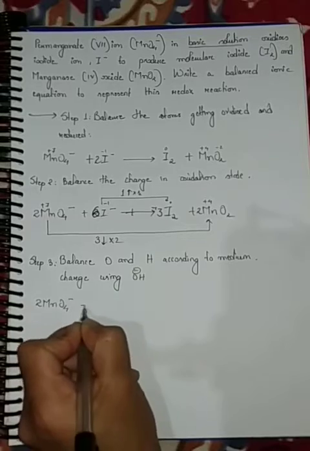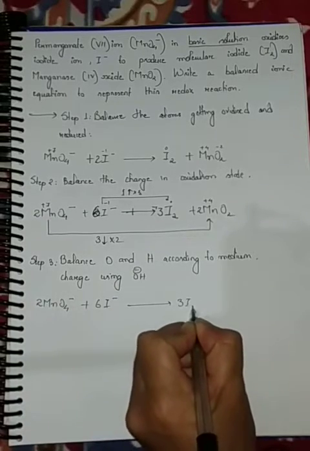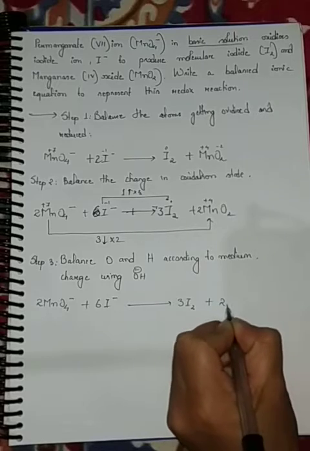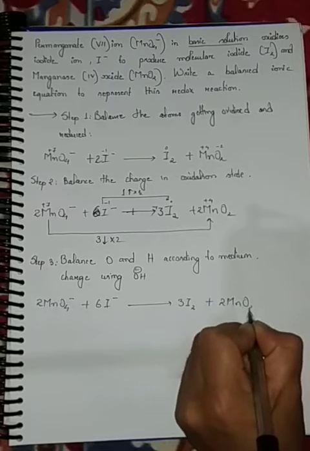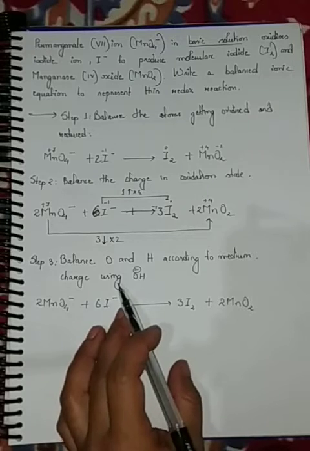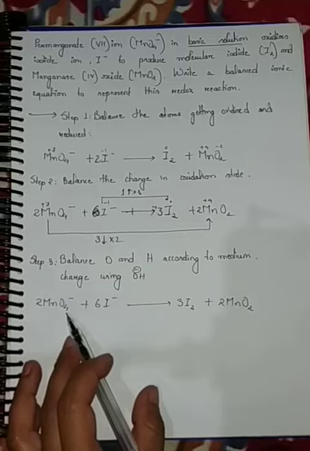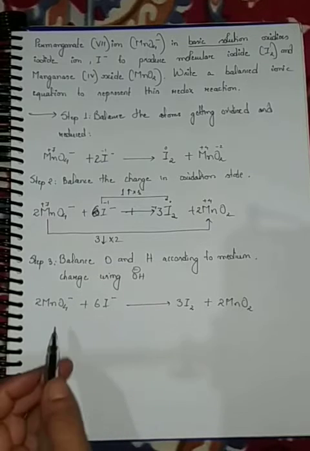Let me write the equation here again: MnO4 minus plus 6I minus giving us 3I2 plus MnO2. Since this is a basic medium, let's count the number of oxygen atoms. We have 2, 4. We have to balance the charges, so first let's count the charge.